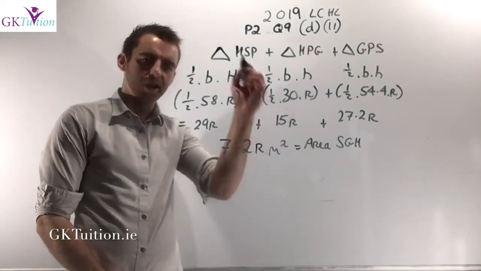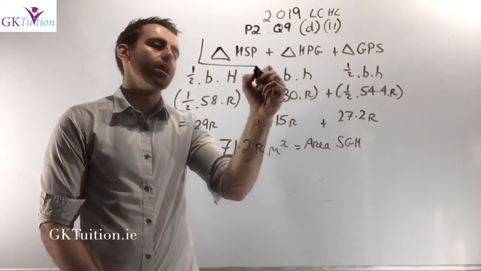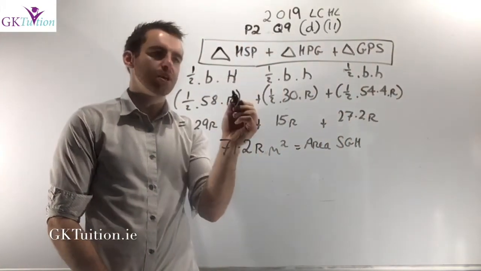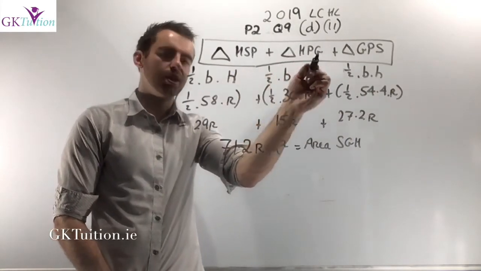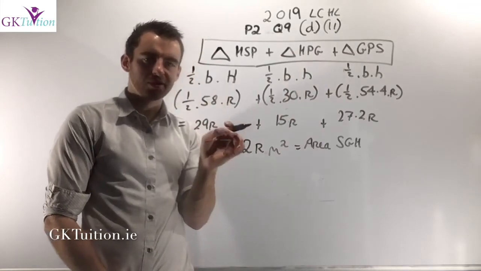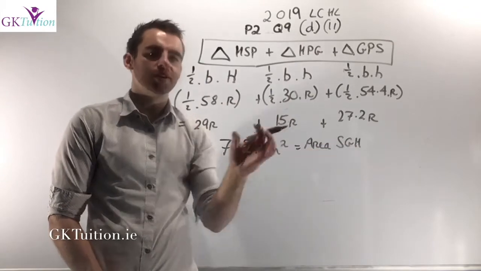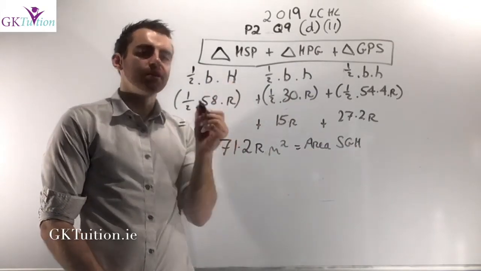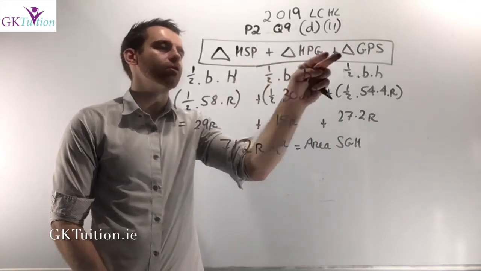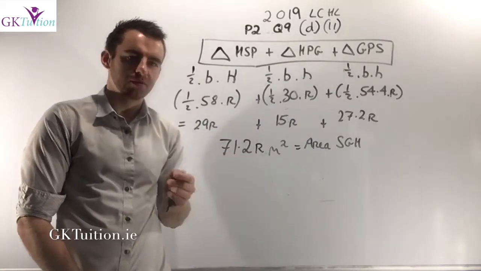If you look at the whole triangle, we could say that the whole triangle is just the addition of these three triangles together: the triangle HSP plus the triangle HPG plus the triangle GPS. If you add those three triangles together, that's the total triangle. This is just splitting the big one into three. By using the same method we used in D part 1, I can get the area of these three triangles in terms of OR. And when I add them together, I'm hoping I get the answer I'm looking for.